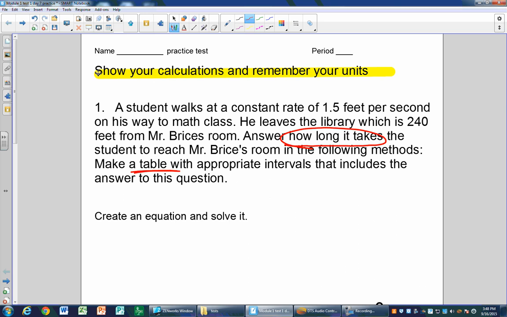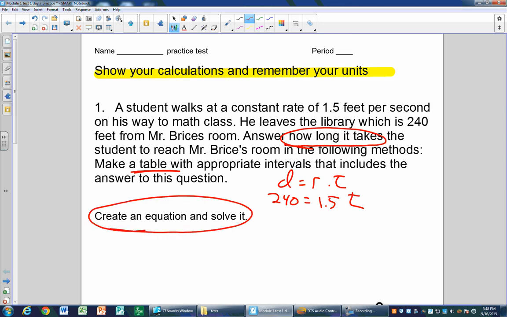Okay, so first of all, I know that distance equals rate times time. So the distance is 240 feet. The rate is 1.5 feet per second. We don't know how long it takes. Why am I doing this? Other than the fact that it's actually the second question we have to answer, I want to know what the appropriate table is. If I know how long it takes, I know what the intervals for the table are going to be.